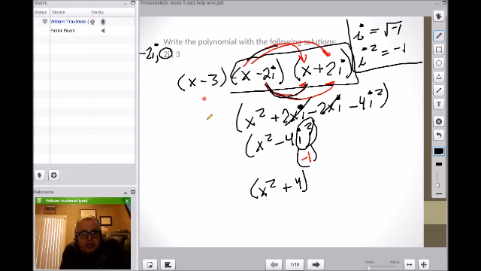I bring down my x minus 3. Uh-oh. There we go, I'm back. My computer froze for a second. Uh-oh, it's still frozen. Give me a second.